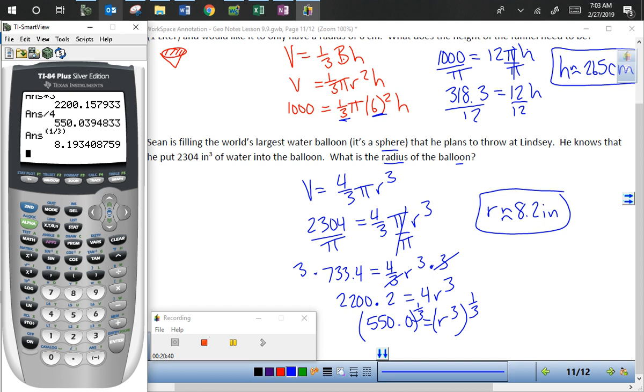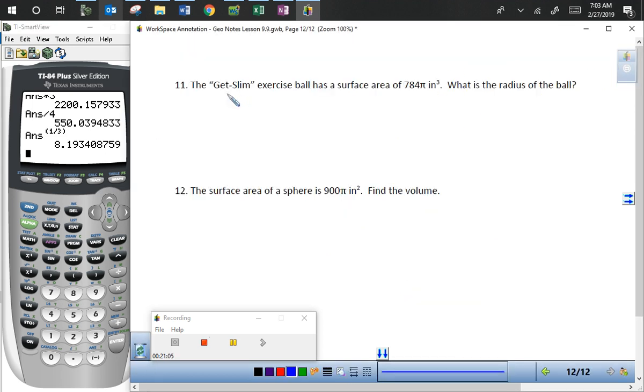Alright, just a couple more problems. The next one says the Get Slim exercise ball has surface area. We have a typo here. This should say squared if it's area, but it's 784 pi inches squared. We want to know the radius of the ball. Since it says we're doing a ball here, that's going to be a sphere. So surface area is 4 pi r squared.